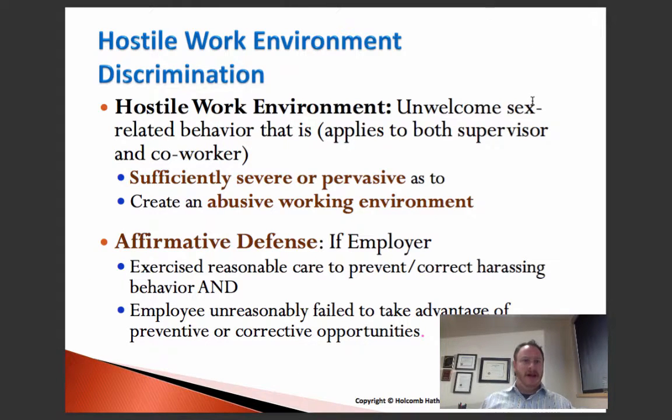Now, in addition to quid pro quo harassment, the second way to evaluate whether or not sexual harassment took place in the workplace is hostile work environment harassment.